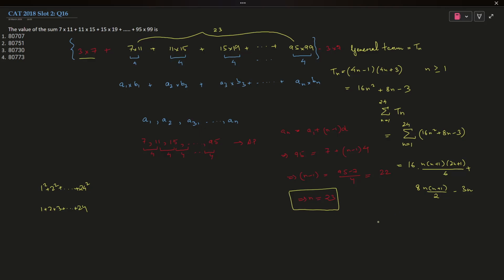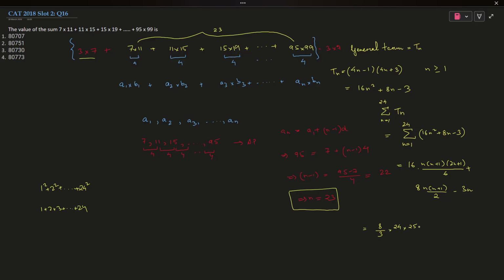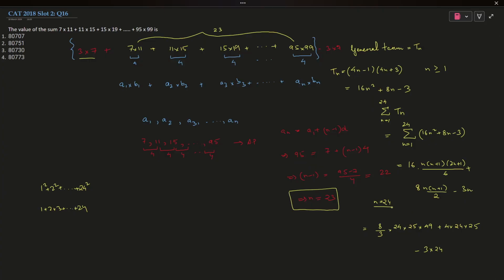So what will be the answer? The answer will be 2 into 8, 2 into 3, and n will be equal to 24, so into 24 into 25 into 49, plus 4 into 24 into 25, minus 3 times n. What is n? n is 24. I will use a calculator, guys. This is a very long calculation. In the exam also you will have the on-screen calculator, so you can use that.